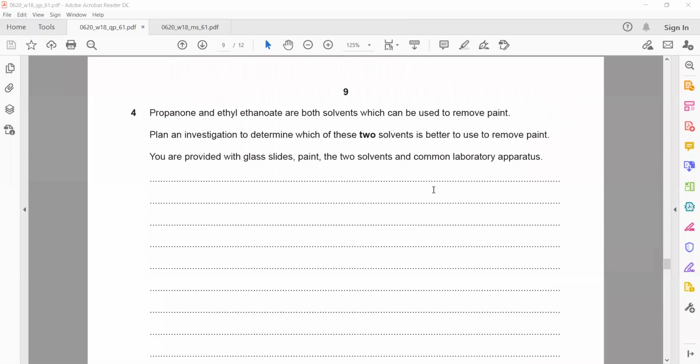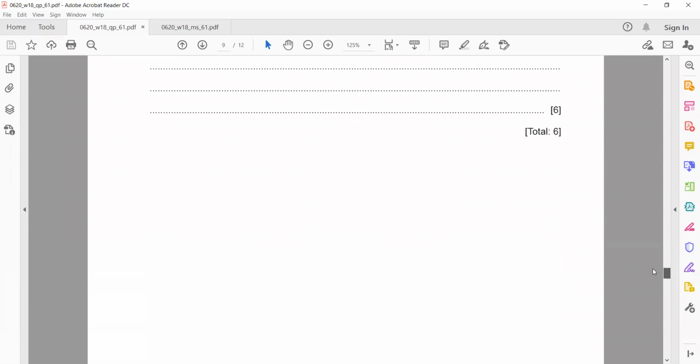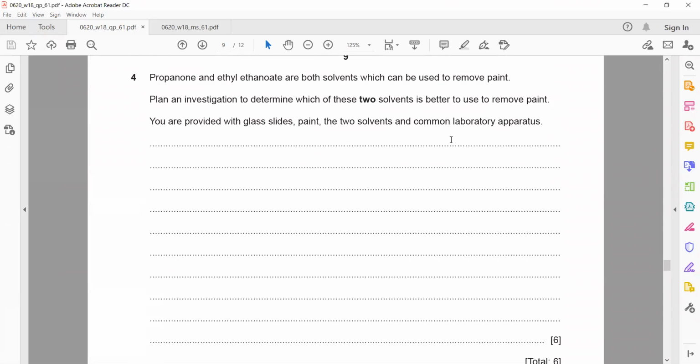So this was a 10 mark question. Then this is the last question of paper 6: planning of experiment. So what is the question? Propanone and ethyl ethanoate are both solvents which can be used to remove paints. Plan an investigation to determine which of these two solvents is better to use. We have to plan the whole experiment. It's not like mentioning a technique. It's 6 marks, so you have to plan.